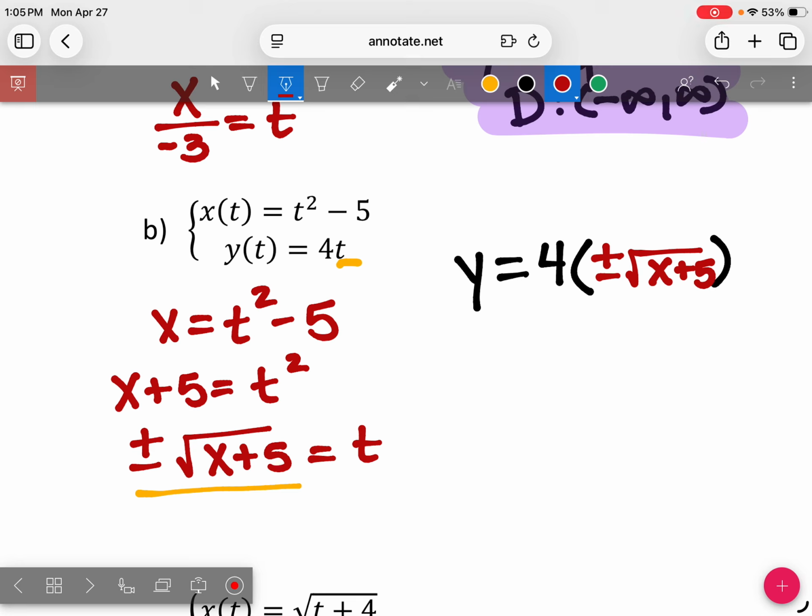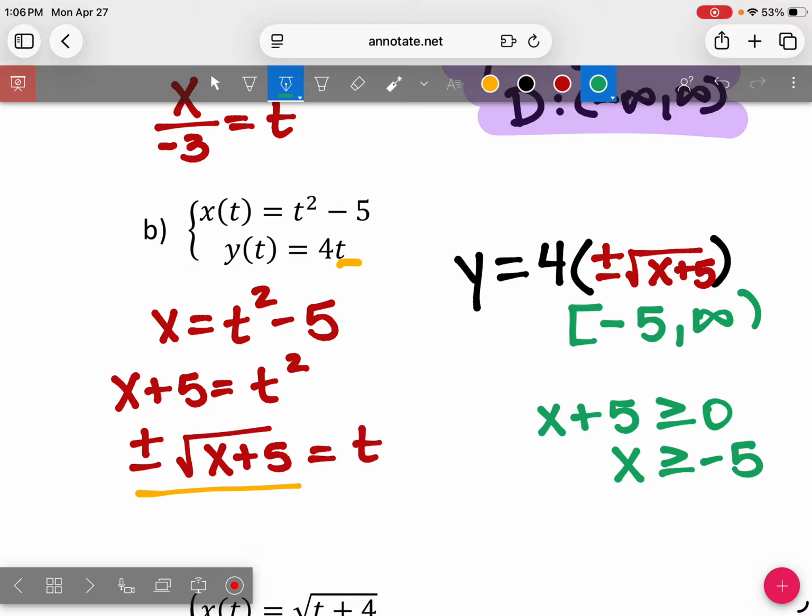Do I have a red light? Do I have a square root or an x in the denominator? I do. So let's figure out our domain. Our domain is going to be x plus 5 has to be greater than or equal to 0. Go ahead and solve that for x. Which gives me x is greater than or equal to -5. And when I write this in interval notation, bracket -5 to infinity. That would be my domain.